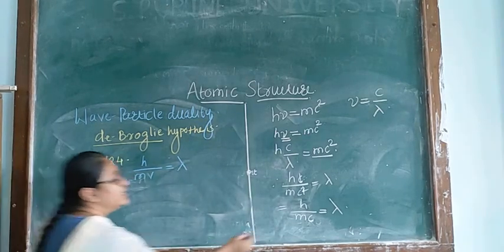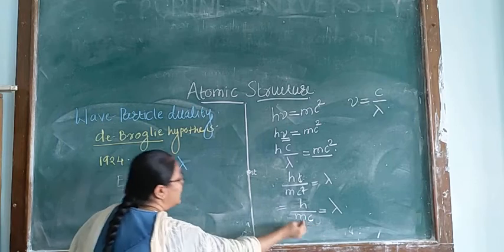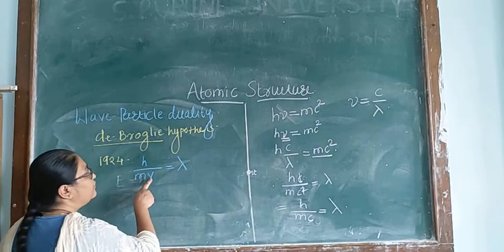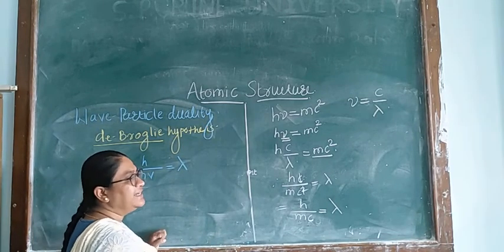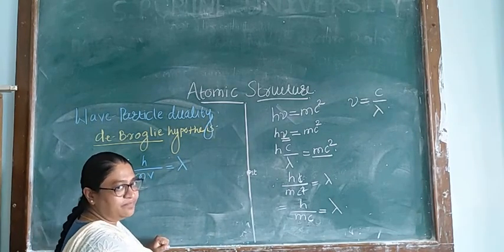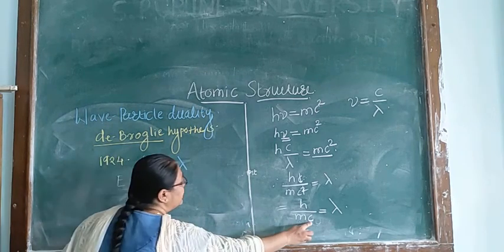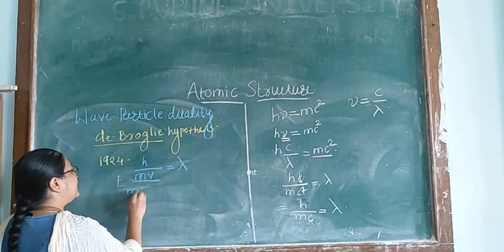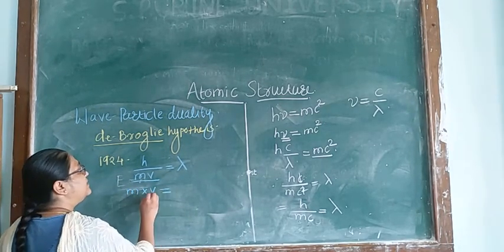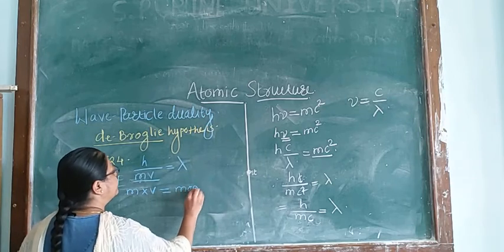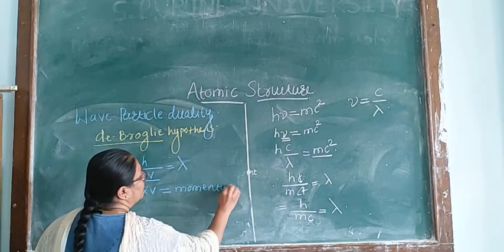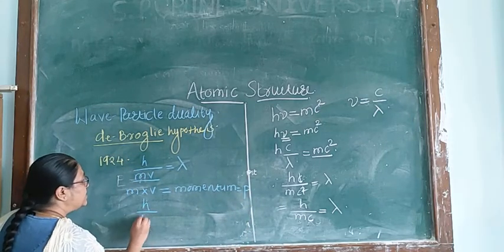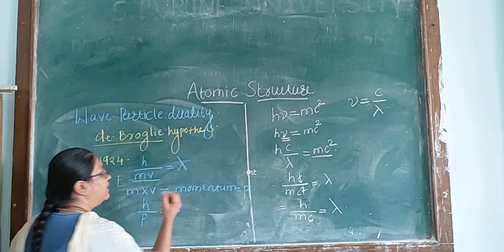What I have done, this is the mass of the photon and the speed of the light. I have substituted it with the mass of an electron and c substituted with v. Why? Because the speed of the light and the speed of the electron are not equal. That's why I have substituted the speed of the photon with the speed of an electron. This mv, the product of mass and velocity, is called the momentum, which is denoted by P. Therefore the equation becomes h divided by P is equal to lambda.